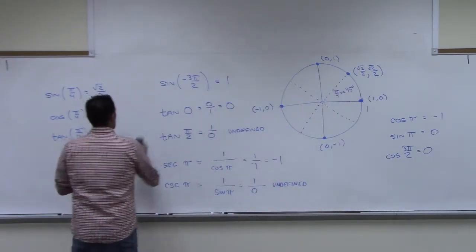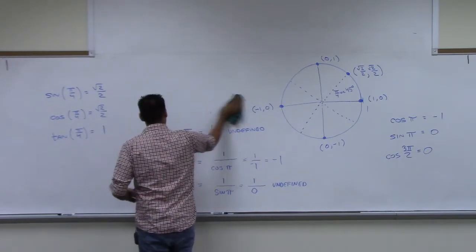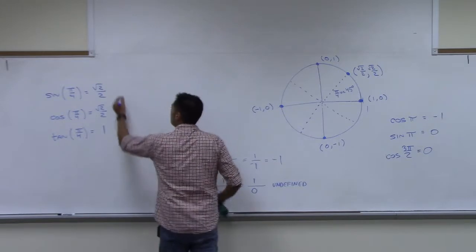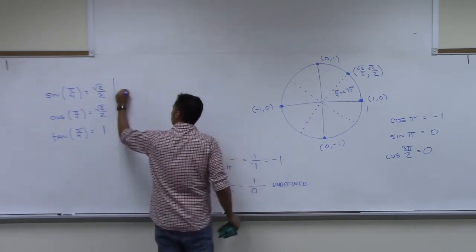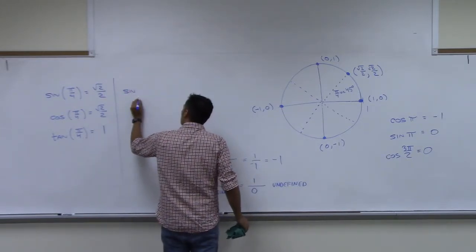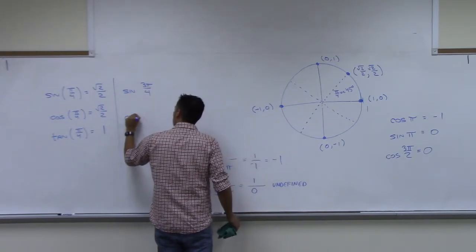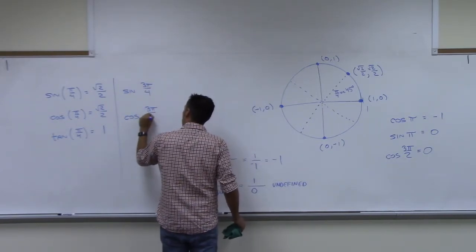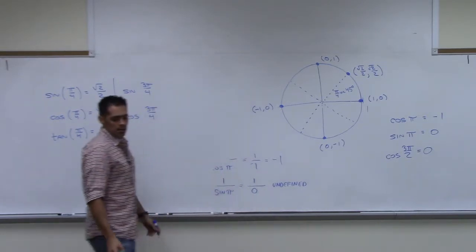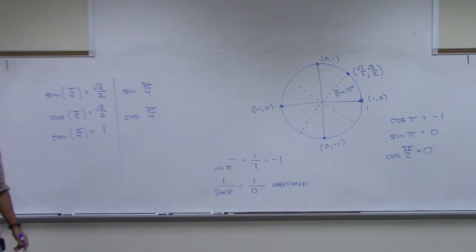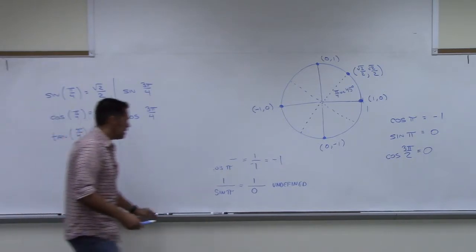Let me ask you the question. If you know the answer, just hold on to the answer for now. But I want to know how comfortable you feel with this. Sine of 3 pi over 4. And then cosine of 3 pi over 4. All right, so you have to think, where is 3 pi over 4, right? So are we all looking at the same place here?